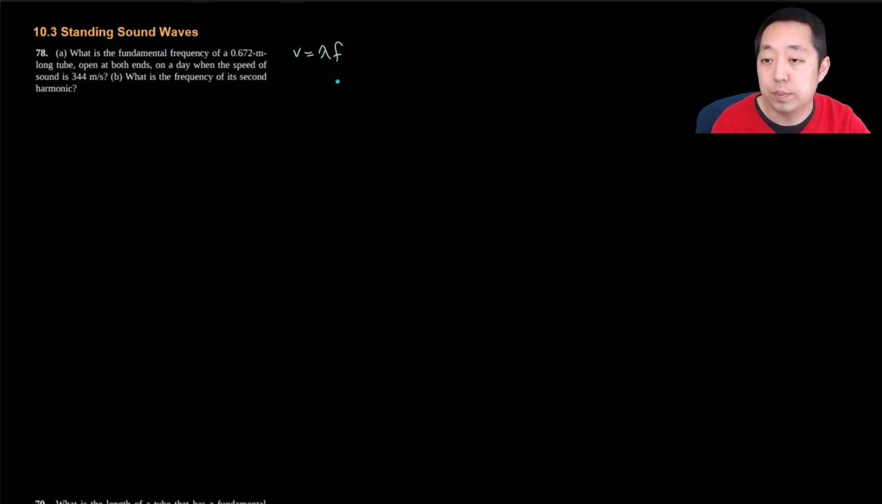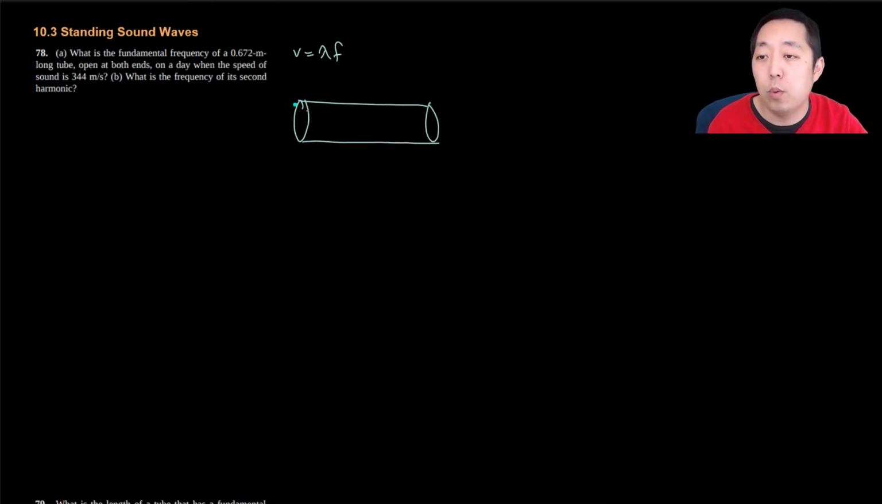In this case, what is the fundamental frequency of a 0.672 meter long tube open at both ends on a day when the speed of sound is 344 meters per second? So I have an open tube here. Okay, and that's how I illustrate an open tube.